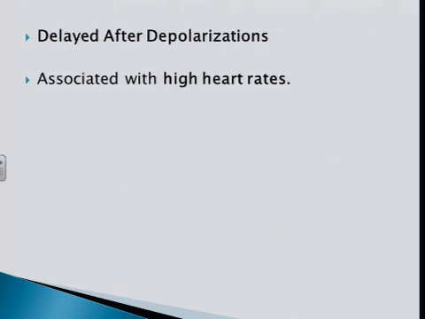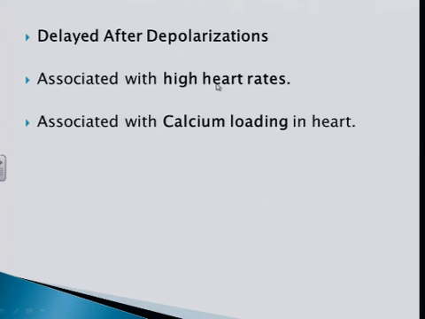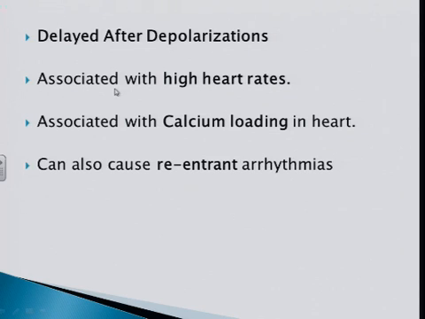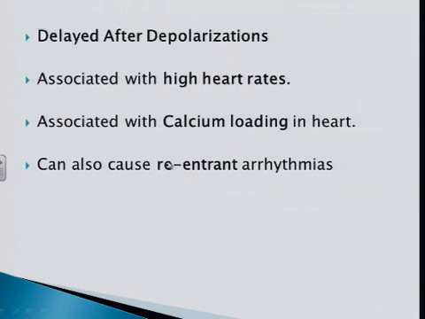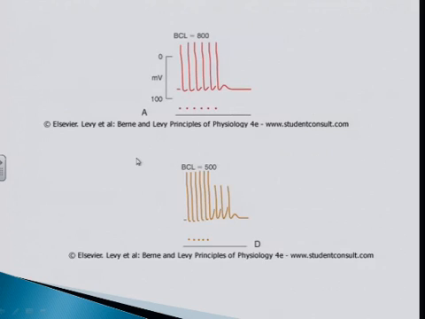Delayed after depolarizations are associated with high heart rates. They're associated with calcium loading. So you get too much calcium in, you're not effectively pumping it out. You have ischemia or some other problem, and so you've got this high calcium loading in the heart. The SR takes it up. Eventually the SR can overload. It'll dump some of its calcium at an inappropriate time, during the diastolic phase, and cause a contraction. And these can also cause reentrant types of arrhythmias.